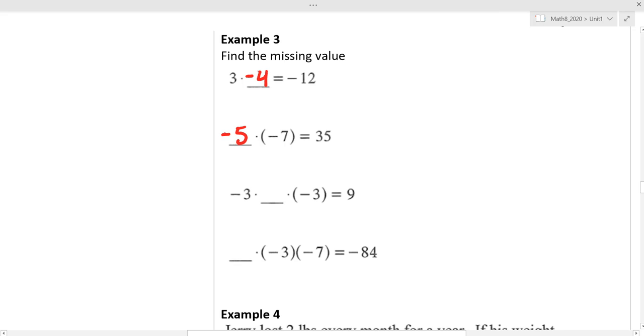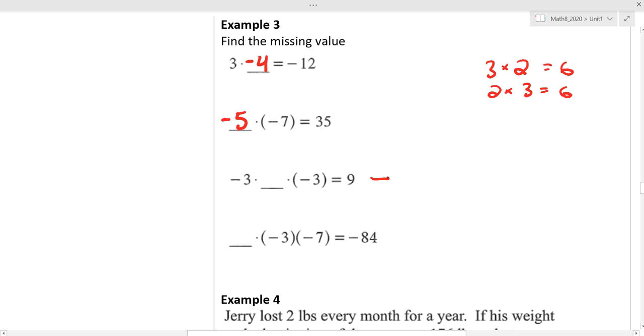But also, I want to say, just off to the side, remember I said when you're multiplying numbers, the order doesn't matter. Like 3 times 2 equals 6, and 2 times 3 equals 6. So the order doesn't matter. So maybe if we rearrange the numbers, it may make it a little bit easier for us to solve. So instead of having the question written like this, what if I change it to negative 3 times negative 3 times blank is equal to 9, right? Combine those two numbers together, so it makes it a little easier to simplify.